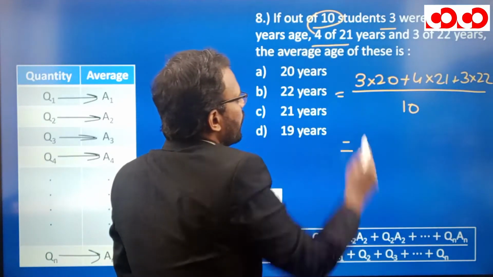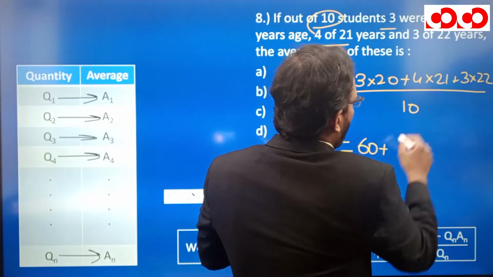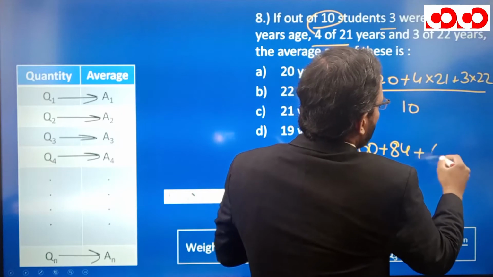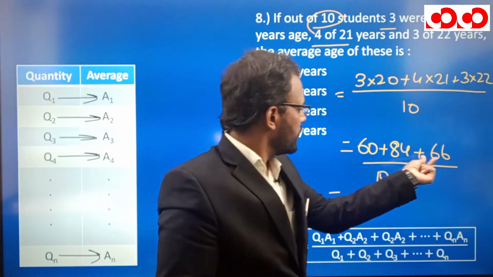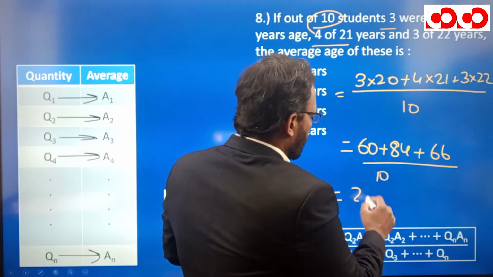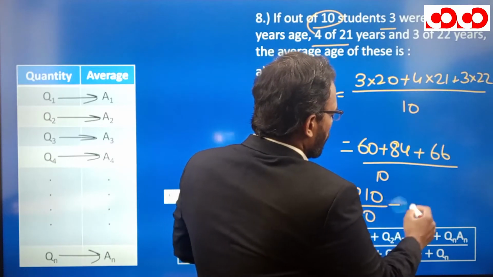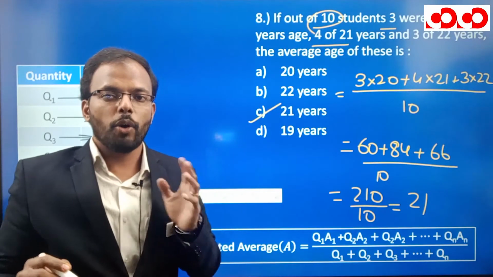So can we find out the average now? This will be 60, plus this will be 84, and the last number is 66. When I add it, 60 plus 84 is 144, plus 66 is 210, divided by 10. We are going to get 21 as the answer. C option is the correct answer for this question. I hope it is clear to you.